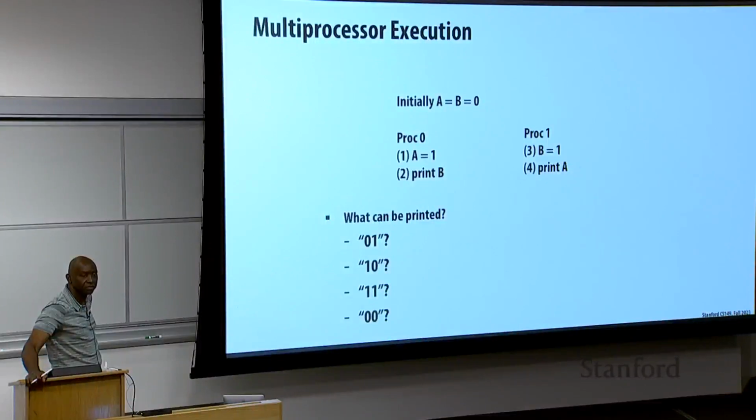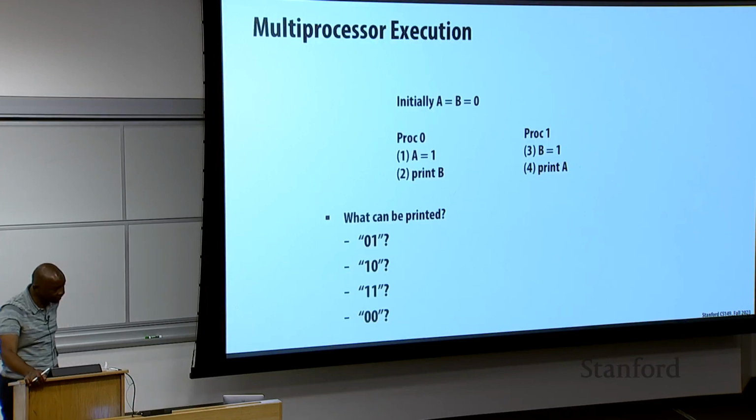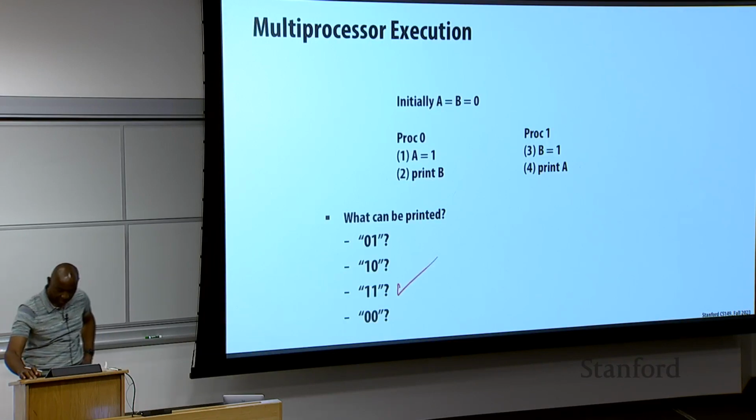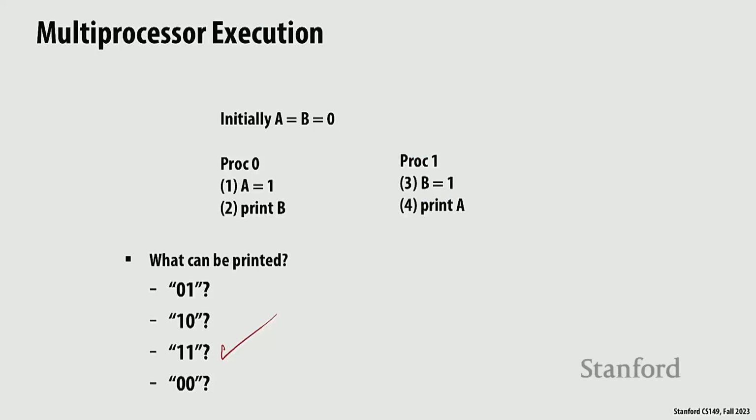What do you think? Any of them? So we have an option for any of them. Do we have another view of what could be printed? Is it just 1-1? Well, I think that's possible. So 1-1. What else? 0-1. Yeah, 0-1.